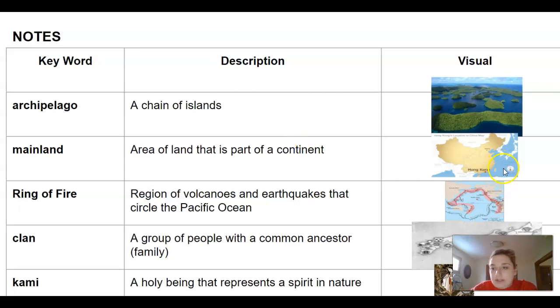So if you can see, I know it's small, but if you look here, we have Asia here, and then Japan is over here. So the actual mainland would be over here. Ring of Fire is the region of volcanoes and earthquakes that circle the Pacific Ocean. We'll get into that a little bit more in a second. Clan is a group of people with a common ancestor. So easiest way to think about that is like biological family. And then Kami is just a holy being that represents a spirit in nature. Go ahead and pause and get those down.